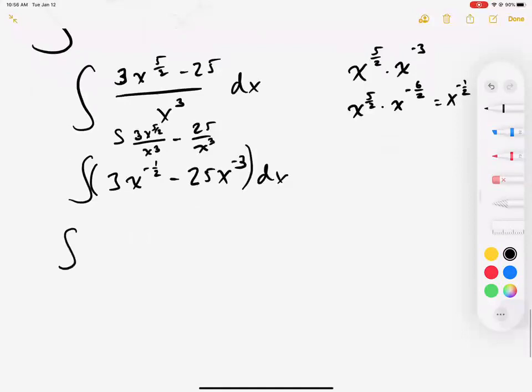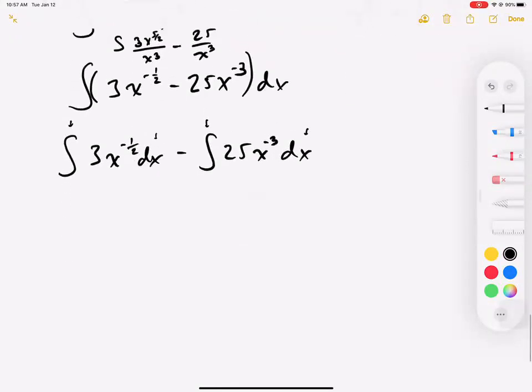So this would just be the integral of 3x to the negative 1/2 dx, minus the integral of 25x cubed dx. Now one thing I need to tell you, just like with derivatives, you can take the derivative of them separately. If there's a plus or minus, you can take the integral of them separately also. But when you do that, make sure you include an integral sign and a dx for them both. You have to include all these parts.